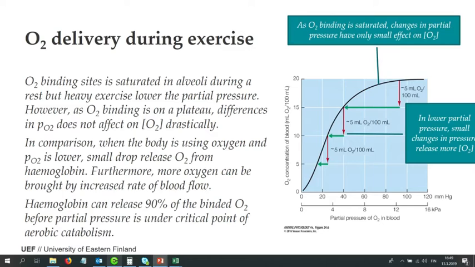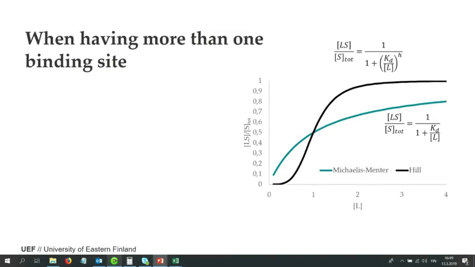And it's still quite safe to use even 70% or 80% of the oxygen, because actually 90% can be released before the partial pressure goes under the critical point where the aerobic catabolism can no longer work. Okay, but the hemoglobin has more than one binding site, so there are 4 oxygens that can be occupied, or it can also be unoccupied. So what happens?